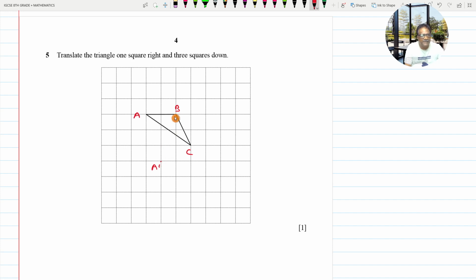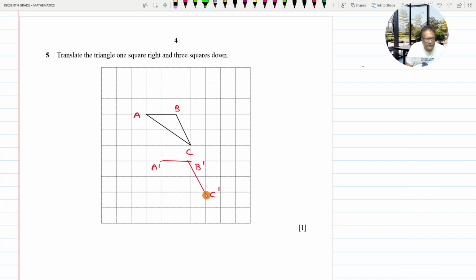Same way for B, 1 square to the right will be here and then 3 squares down will be 1, 2 and 3. So this will be B dash. And for C, it should be 1 square to the right over here and 3 squares down means 1, 2 and 3. So this has to be C dash. So my triangle will be like this. Let me join A dash B dash, so it will be like this. And then let me join B dash and C dash. That should be like this.